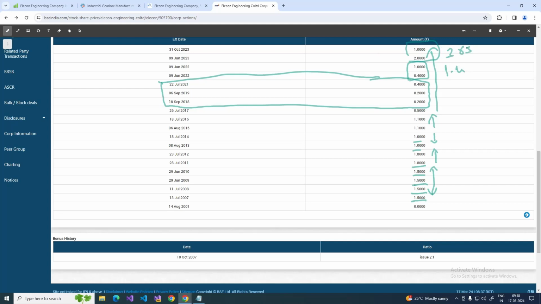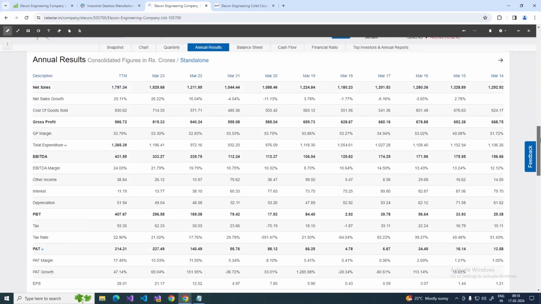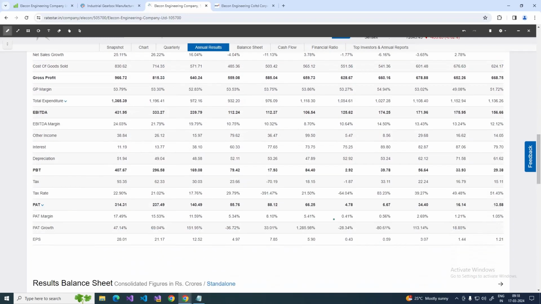So from 2007 onwards they are giving dividends continuously, and whenever it's possible they are increasing their dividends. So this is a positive sign. What we observed based on this analysis, we already discussed. Throughout 10 years, only in 3 years their profits are down, and in all the remaining years their profits increased.